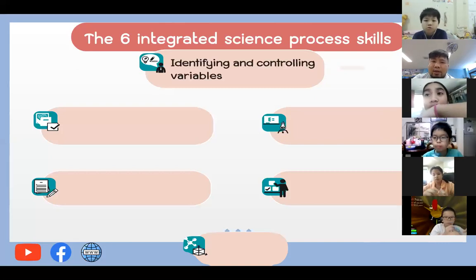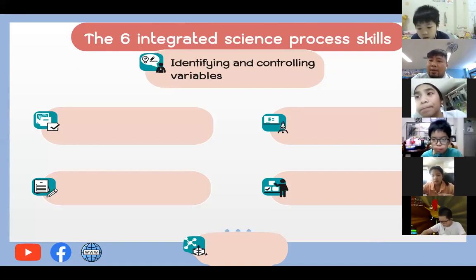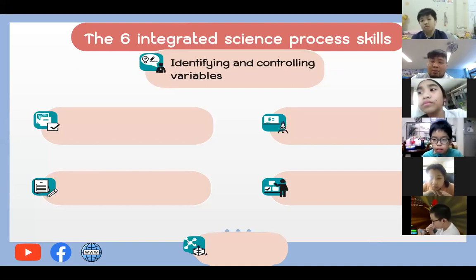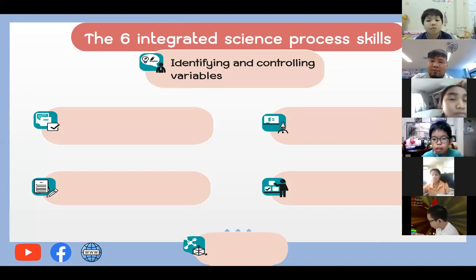The first one, we have identifying and controlling variables. In identifying, when you have data, you identify which one. For example, we have bottom 5. You identify how many boys and how many girls. Also, in the boys, which one is the tallest student and which one is the shortest? You identify and control the variables in bottom 5 only. Next one.